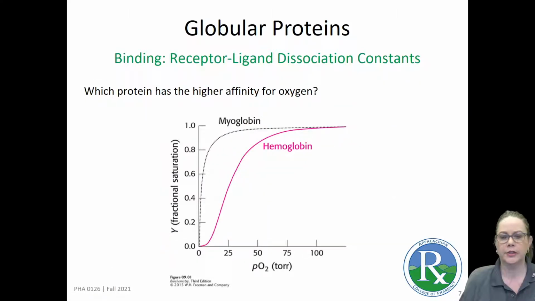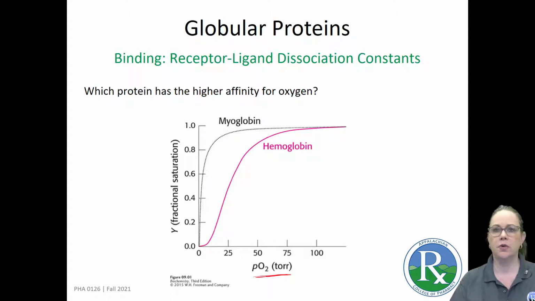We'll take a look at another example. In class we'll be talking about oxygen binding to the proteins hemoglobin and myoglobin. Again, here's a curve where we're looking at our fractional saturation on the y-axis. Since oxygen is a gas, instead of having molarity, we're going to use partial oxygen pressures. But the way we determine the affinity is the same.